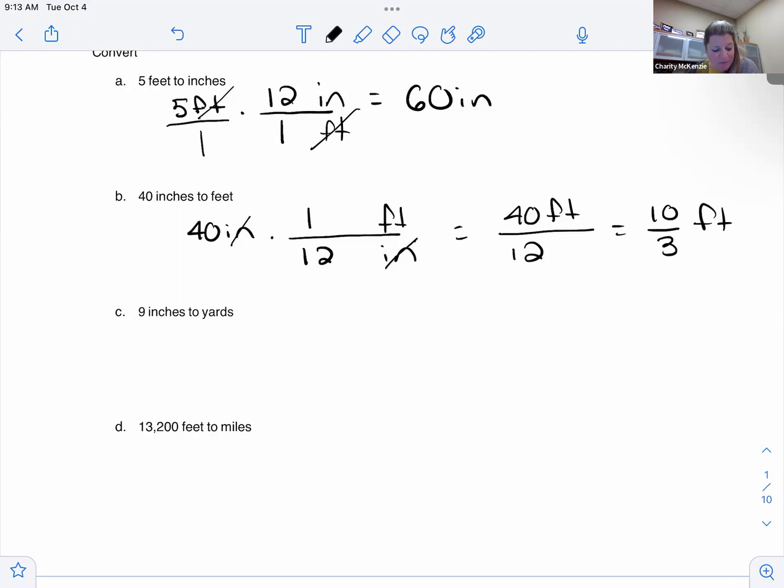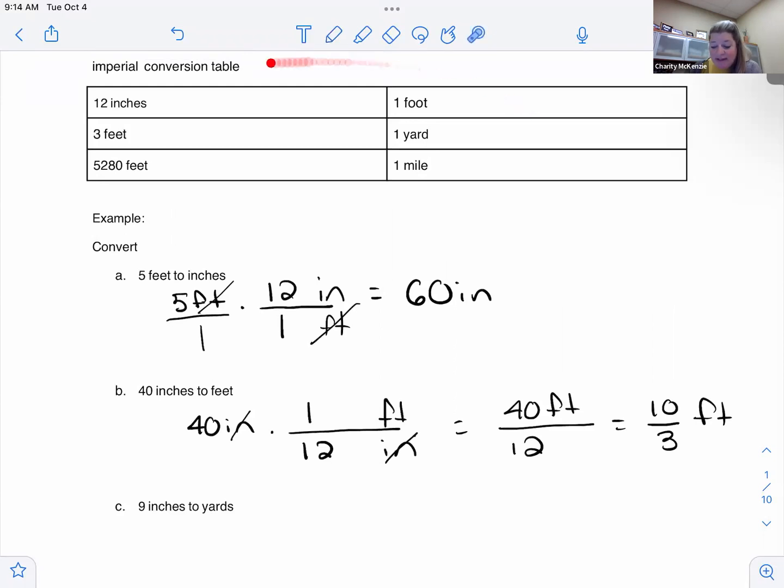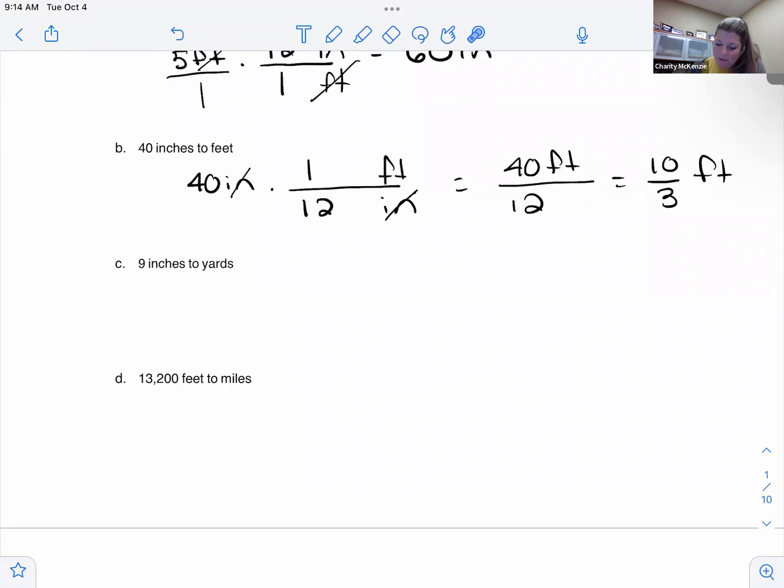Okay, so let's convert a different one. What if I want to go from inches to yards? And let's say I only have this information here. I'm not going to look up the relationship from inches to yards online. I want to use what I have. So what I can do is convert my inches to feet, and then I can use those feet to get to yards. So I'm going to do two conversions on this one. What do I have right now? I have 9 inches.